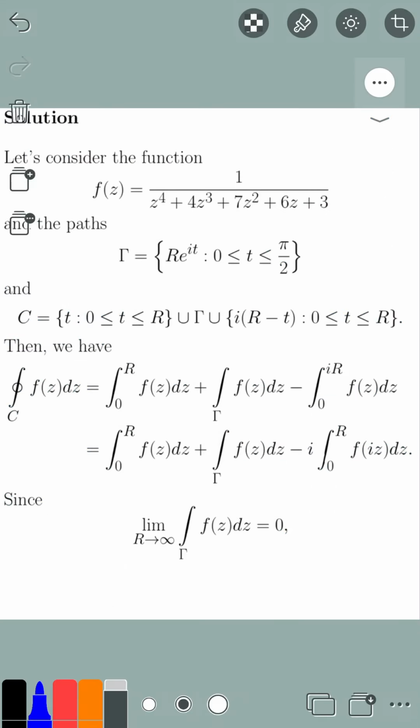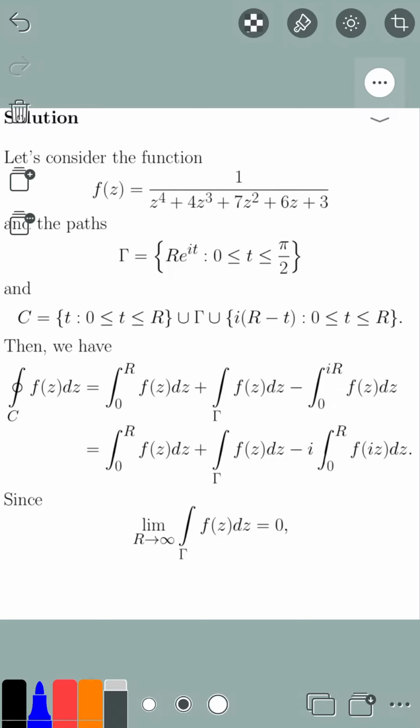And here we're going to use a little bit of residue theorem, contour integration stuff. So let's consider the function f of z equals 1 over z to the fourth power plus 4z cubed plus 7z squared plus 6z plus 3. And the path gamma is r times e to the it for t from 0 to pi over 2. So it's basically this quarter circle arc in quadrant 1, from t equals 0 to t equals pi over 2, with radius r, because r times e to the it has radius r.